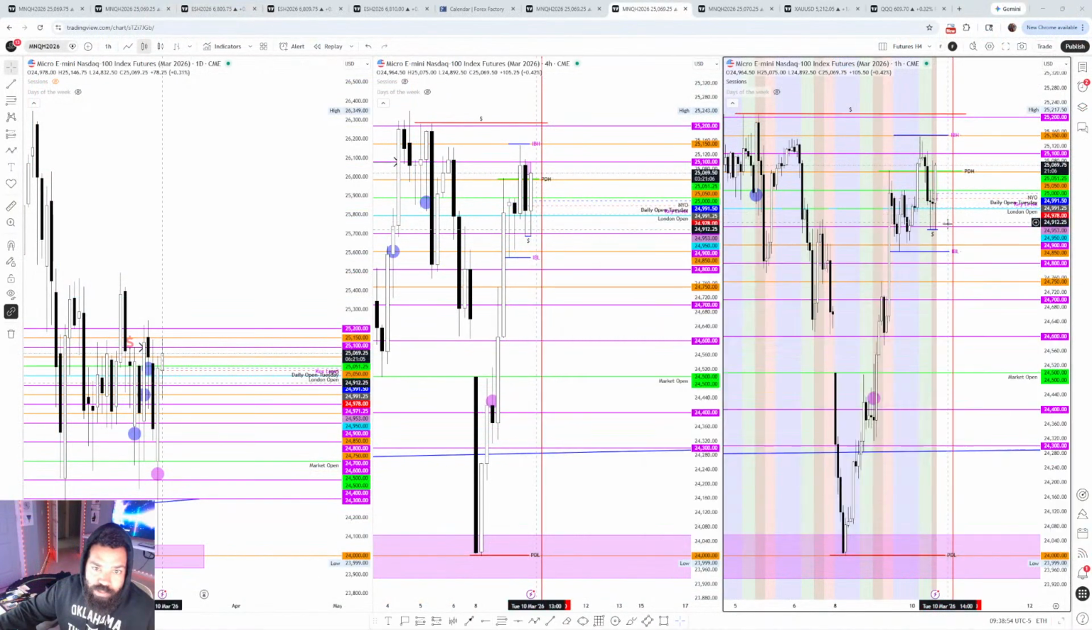Take a look here at the higher time frame. All right, we're seeing that area do really well.